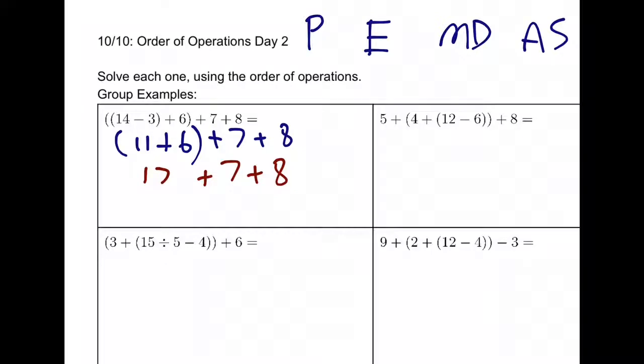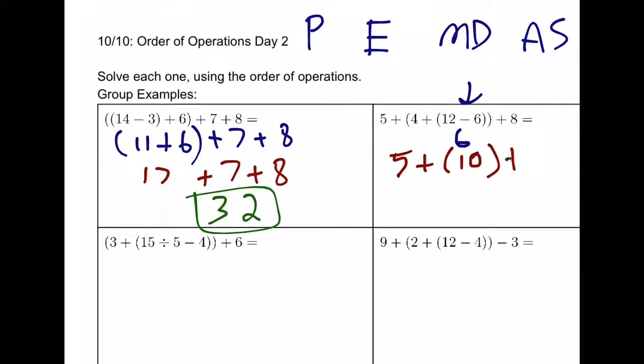And here we have 3 things to add. We can add them left to right. And we should get 32. Next up, we begin with the inner layer of parentheses. 12 minus 6 gives us 6. So if I add 4 to that, I get 10. So 5 plus 10 plus 8. And here I can add all 3 of these left to right, and I should get 23.